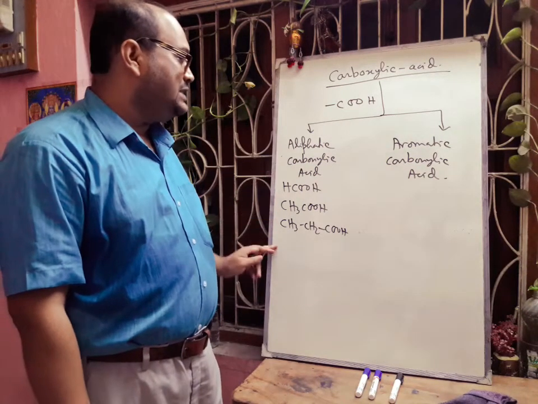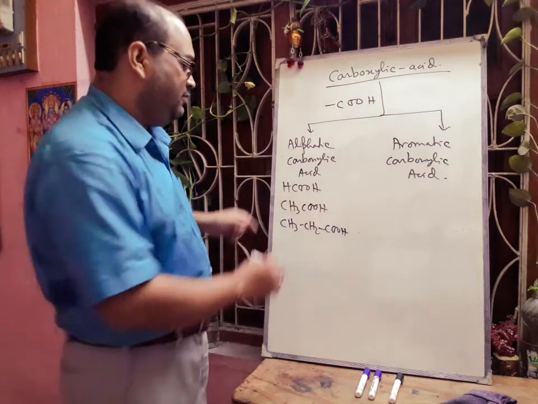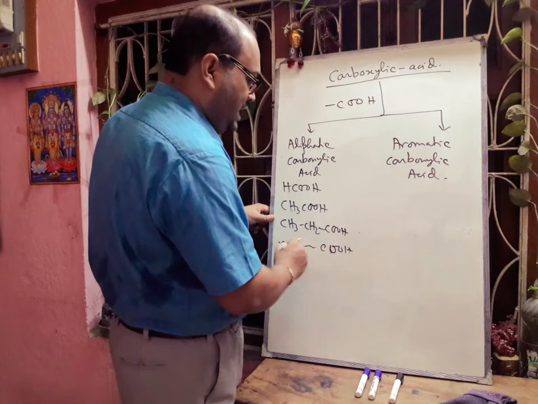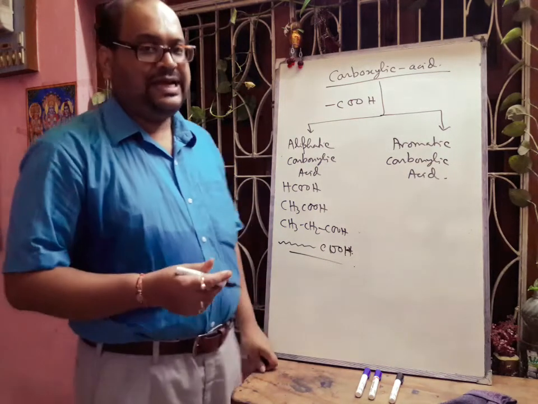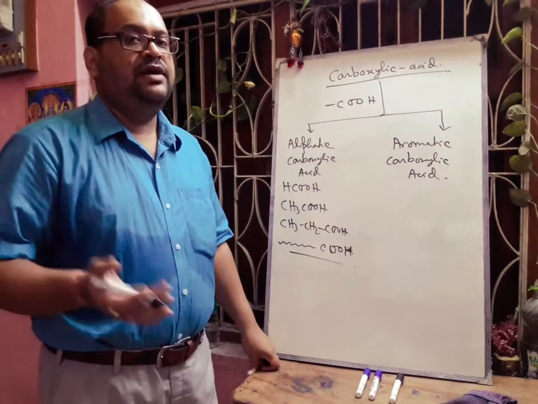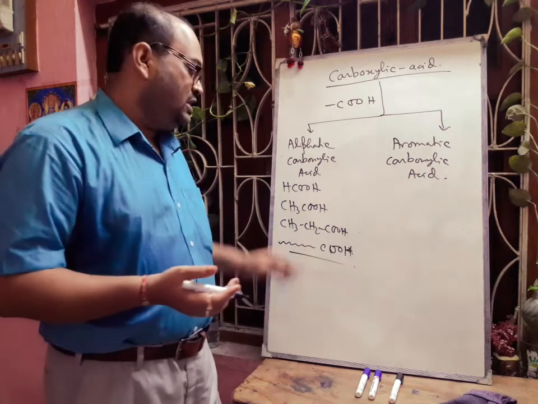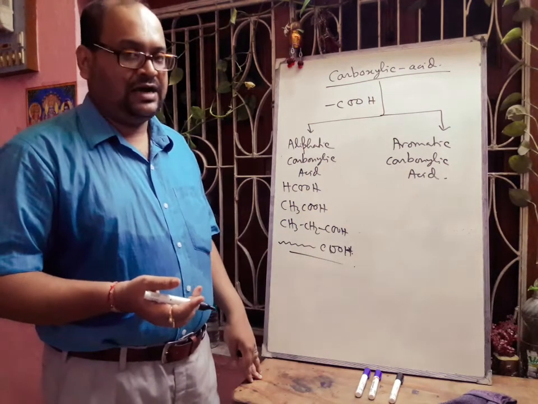So all these are aliphatic. So it is attached to the aliphatic carbon. If we increase the chain here, so they are what type of acid? They are aliphatic acid. Actually, if we hydrolyze the fat, whatever acid we will get, there will be a long carbon chain. That is why they are called aliphatic carboxylic acid.